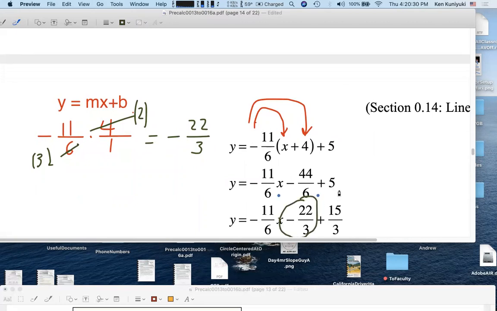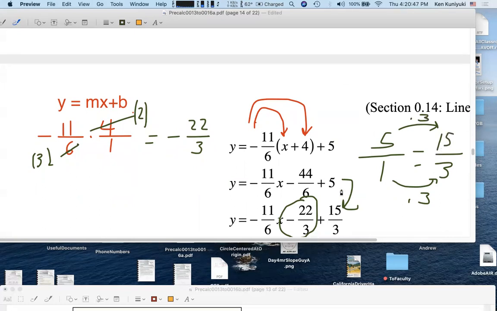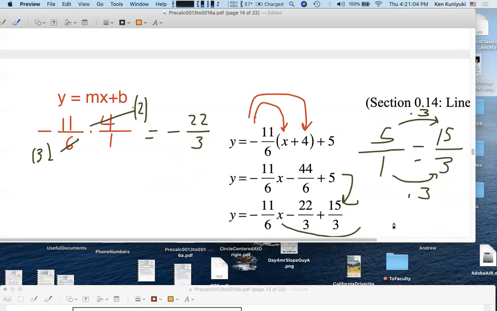Now, in order to add the 5, I like to get this in terms of thirds. 5 over 1 is what over 3? Well, 1 times 3 is 3, and 5 times 3 is 15. I'm basically taking 5 as 5 over 1. I'm multiplying by 3 over 3, or 1, and I'm getting 15/3. That's this over here. All right. Now, what is negative 22/3 plus 15/3? It's like a weird Vegas game. You lose 22/3, you win 15/3, you still lose 7/3.